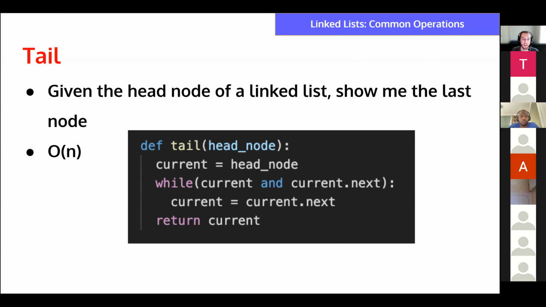You return that. Now there is another type of linked list called a circular linked list or a doubly linked list. There are two different variations that can help you do this a little bit easier. But we will learn more about those in later slides.